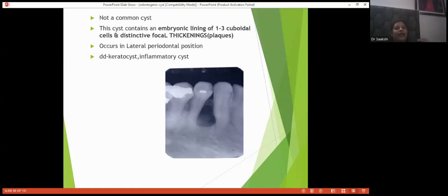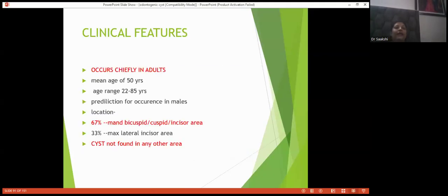It occurs in the lateral periodontal area of the teeth. यह आपकी lateral periodontal position में form हो रही है between two teeth. This is your lateral periodontal cyst. Again, it can be confused with the gingival cyst of the adult. The differentials इसकी क्या क्या होती है? Inflammatory cyst और keratocyst.